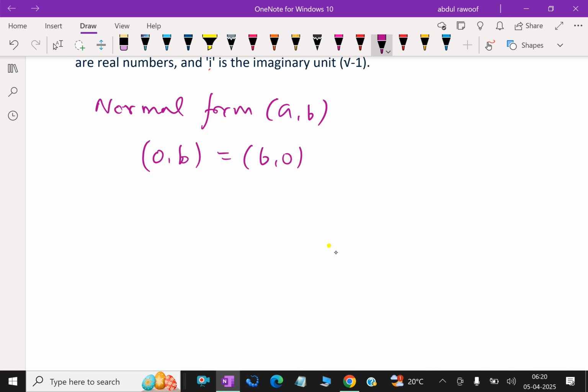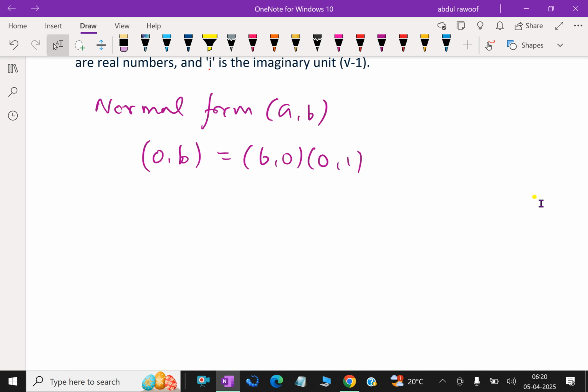We can represent this like (B, 0) multiplied by (0, 1). That means if you multiply these both, B into 0 is 0, B into 1 is B, and 0 into 0 is 0, 0 into 1 is 1. Therefore we can write (0, B) can be represented by (B, 0) and (0, 1).